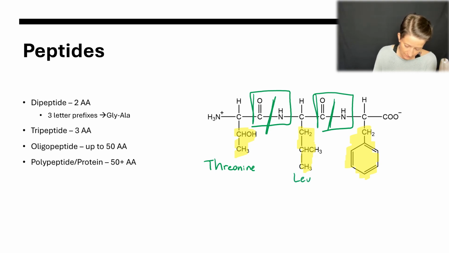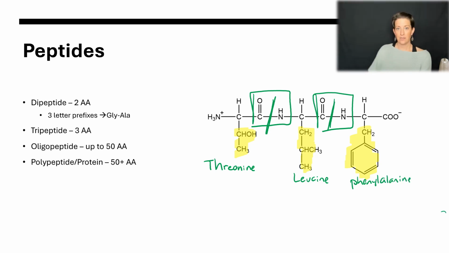This is called leucine. And then we have this phenyl, or this aromatic, with this carbon group. This is phenylalanine. So we added a phenyl group onto the alanine, which was a CH3. Oh, they're so creative. When we put these together, we're using the 3-letter combo. We have THR, LEU, and PHE. And that's how we would represent this tripeptide.